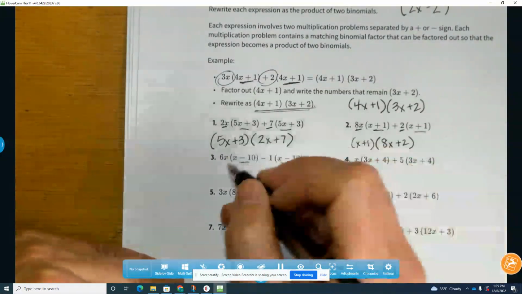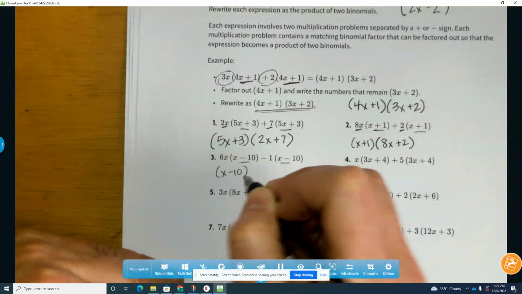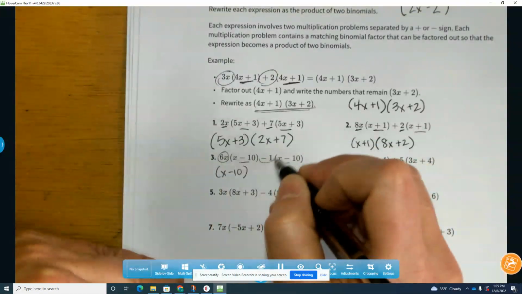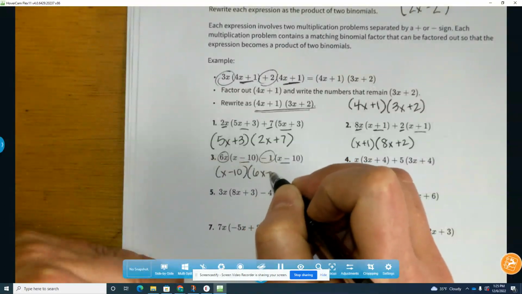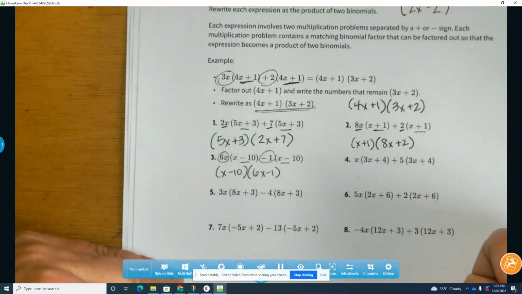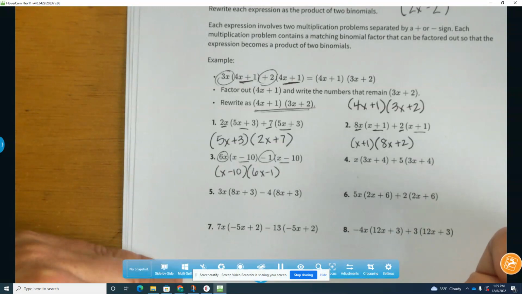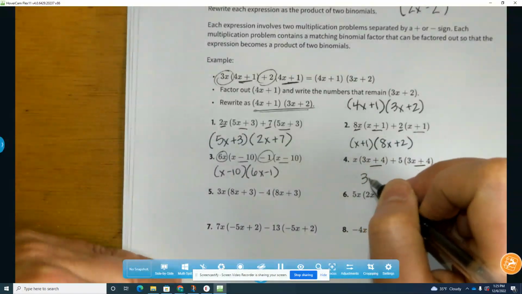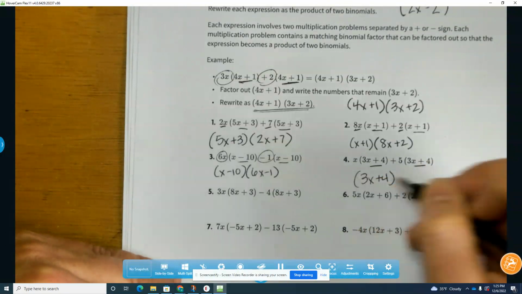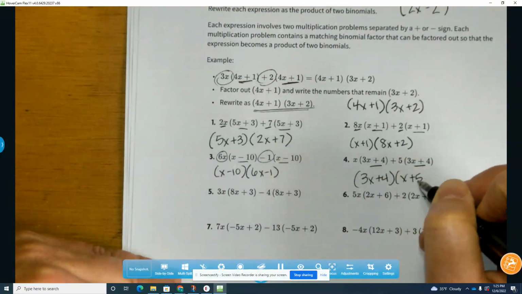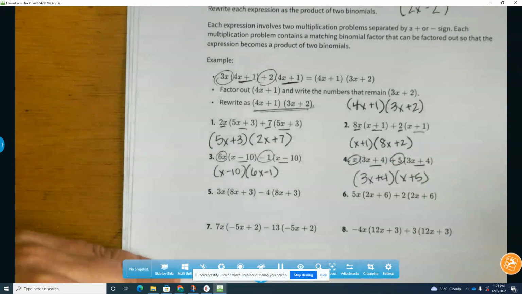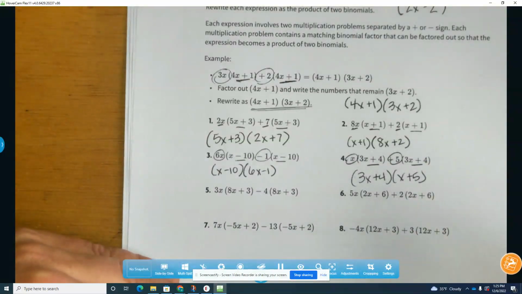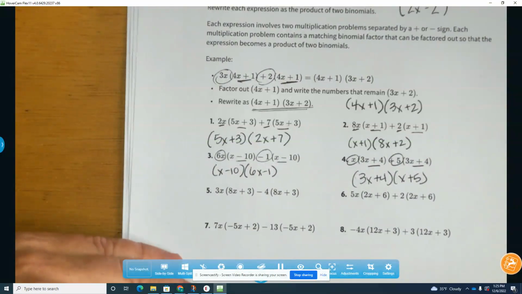Here we have repeating x minus 10. Then we're going to take this stuff and do that. Okay. Repeated. And then write what's outside in its own. Okay, I'm pretty sure you can do the rest of these on your own based on what you've seen here.